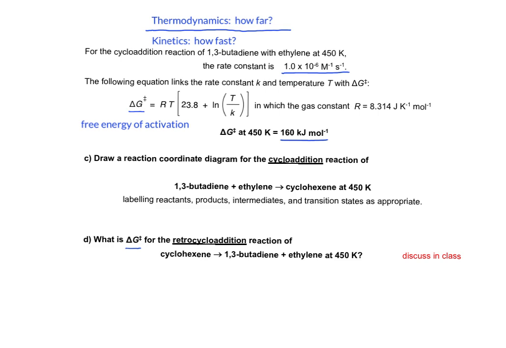This is the reaction of cyclohexene to give 1,3-butadiene and ethylene, but at a lower temperature, well below the temperature of a hot tungsten filament.